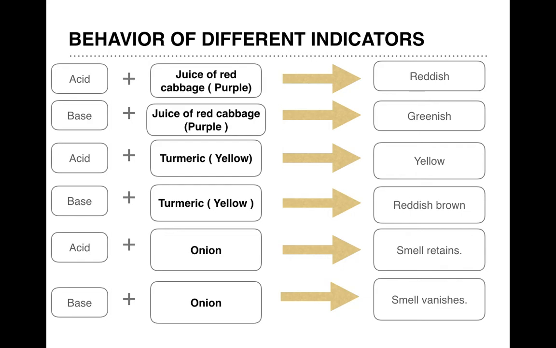The same goes for turmeric. Acid plus turmeric stays yellow, and turmeric becomes reddish brown if we put base into turmeric. And the last one, the only olfactory indicator, is onion. If we put acid into onion, it does not change its smell. Onion retains its smell, but if we put base into onion, the smell vanishes. So this is a popular way to determine whether a solution is acidic or basic. Just put onion in it and try to find out the smell. If the smell is retained, it means acid. If the smell vanishes, it means base.